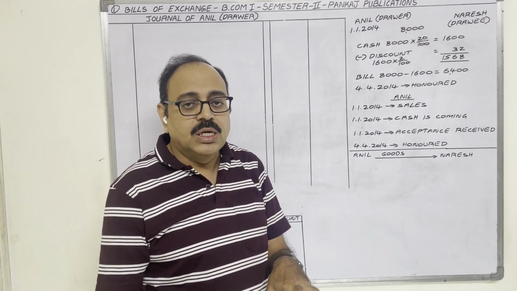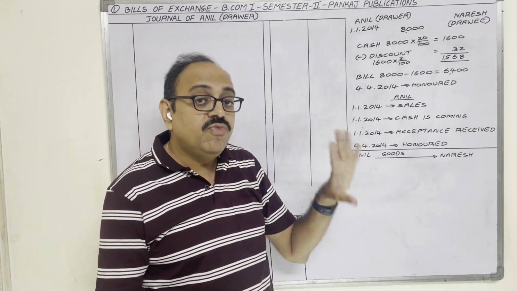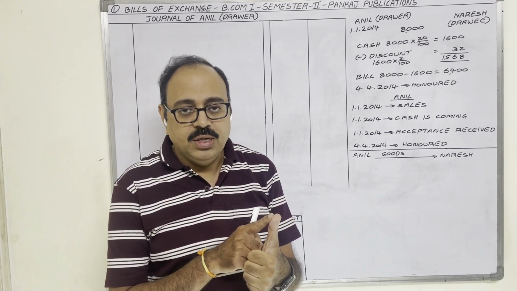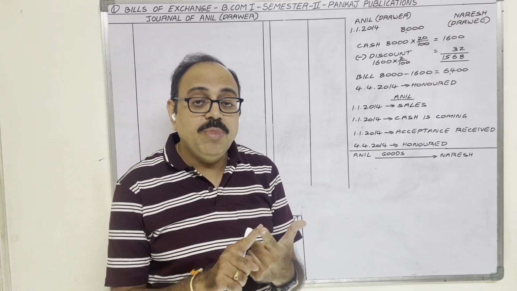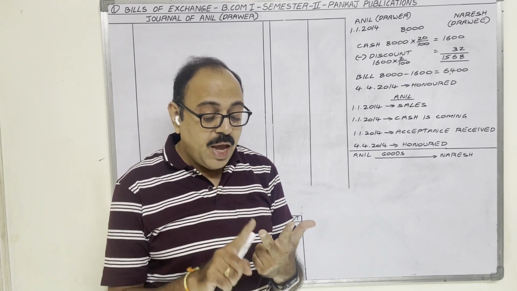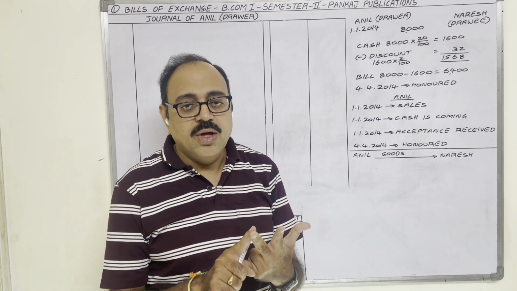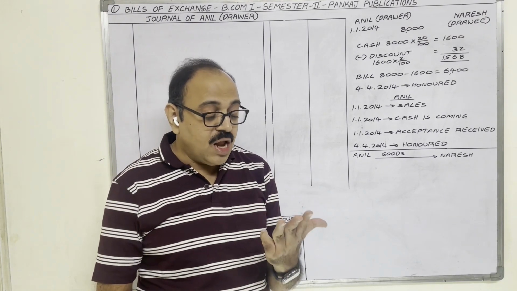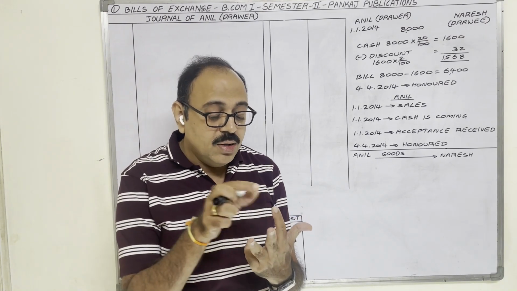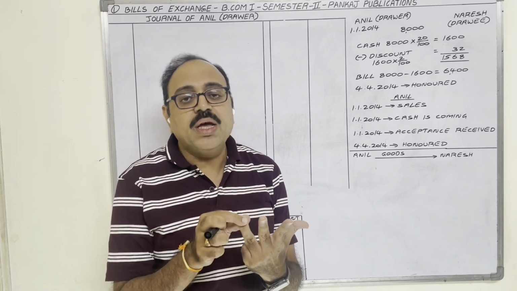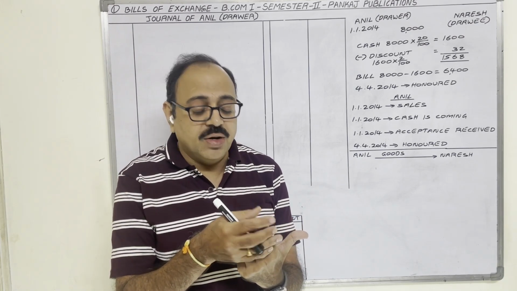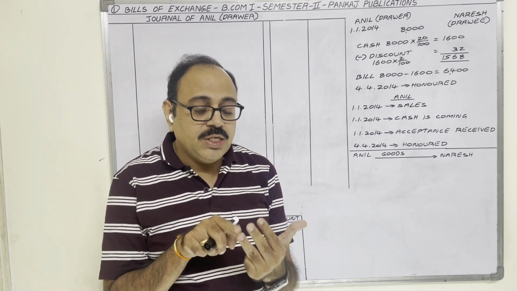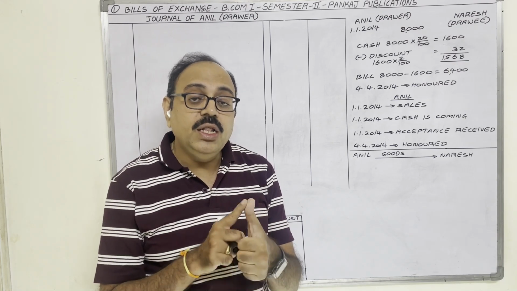During these 3 months, Anil can treat this bill in 4 ways. First, he may retain the bill with him till the due date. Second, he may discount the bill with the bank. Third, he may endorse the bill to his creditor. Fourth, he may send the bill to the bank for collection. And in the question, it is not given that the bill is discounted, endorsed, or sent to the bank for collection. When these 3 are not given, the meaning is that the bill is retained with the drawer till the due date.